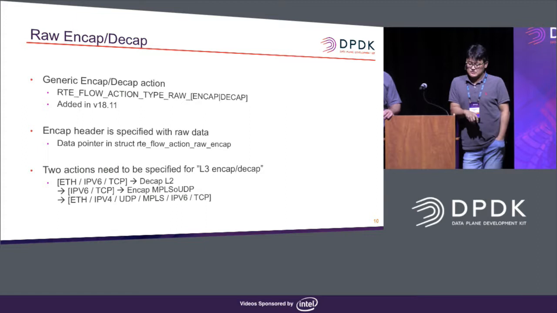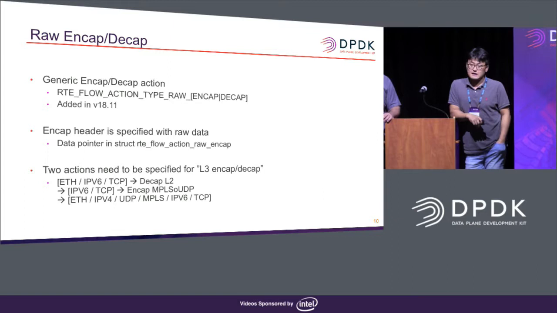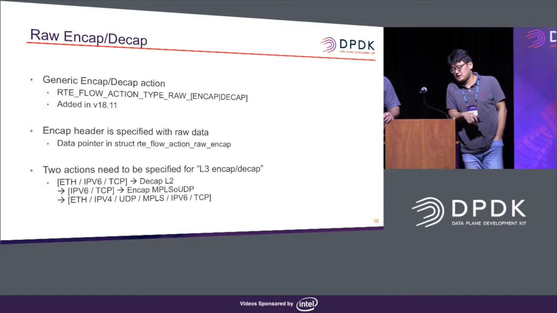In the DPDK community, we decided to use two actions for encapsulation or decapsulation, that kind of L3 tunnel. For example, if the original packet is a standard L2 Ethernet header packet, then it has to decap L2 first and then encap MPLS over UDP. By doing that, we can successfully encapsulate the L3 tunnel. That means when you specify the course of actions, you have to specify two actions for that.